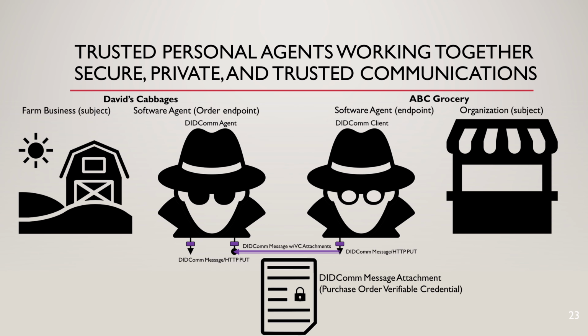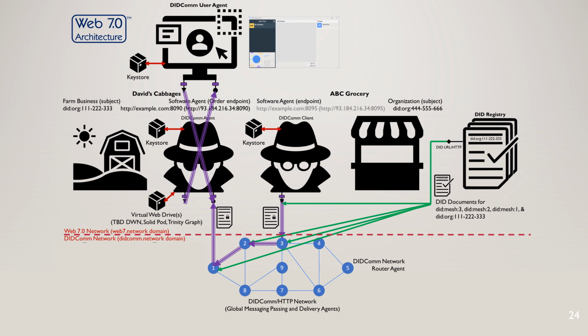We've looked at a simple example where ABC Grocery is sending a purchase order verifiable credential across the DIDComm network to David's Cabbages. And we looked at what that verifiable credential looked like, the code for that verifiable credential. The whole idea of Web 7.0 and the DIDComm network is to provide secure, private, trusted communications of any information from a sender to a receiver, from ABC Grocery to David's Cabbages. We saw this picture of the whole DIDComm network, the whole Web 7.0 architecture. And this is easily scalable to billions and billions of users, billions of companies and organizations, schools.